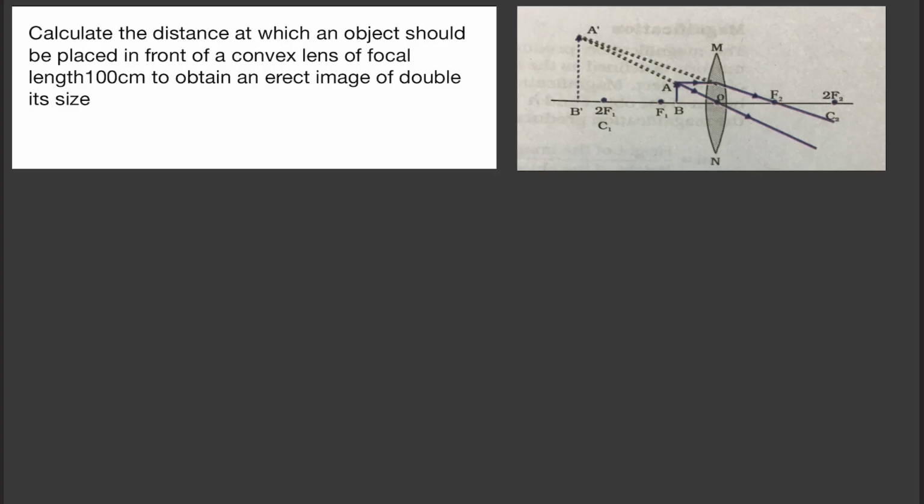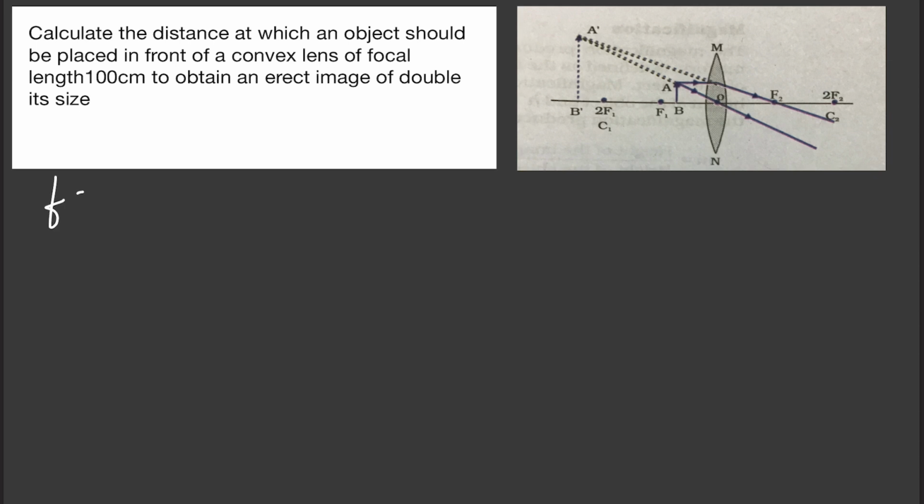We are here with one of the important numericals with respect to convex lens. Here is the question. Calculate the distance at which an object should be placed in front of a convex lens of focal length 100 cm to obtain an erect image of double its size. First, let us write down the given parameters.